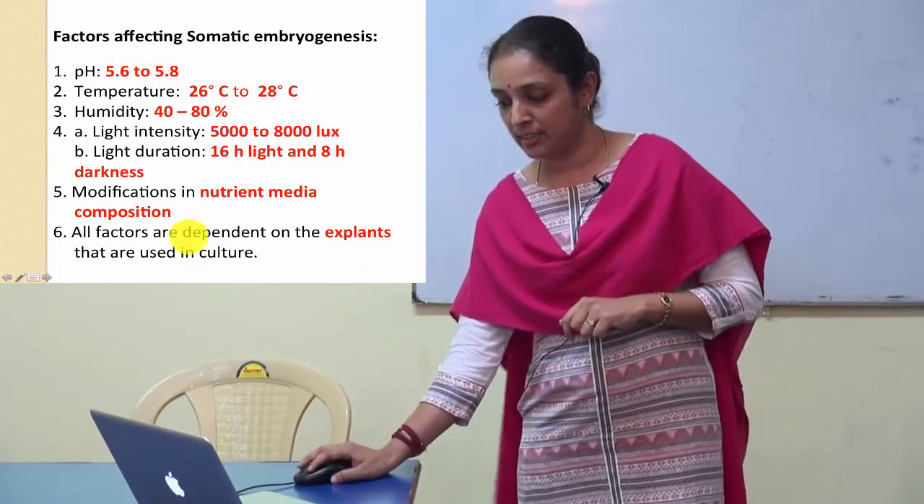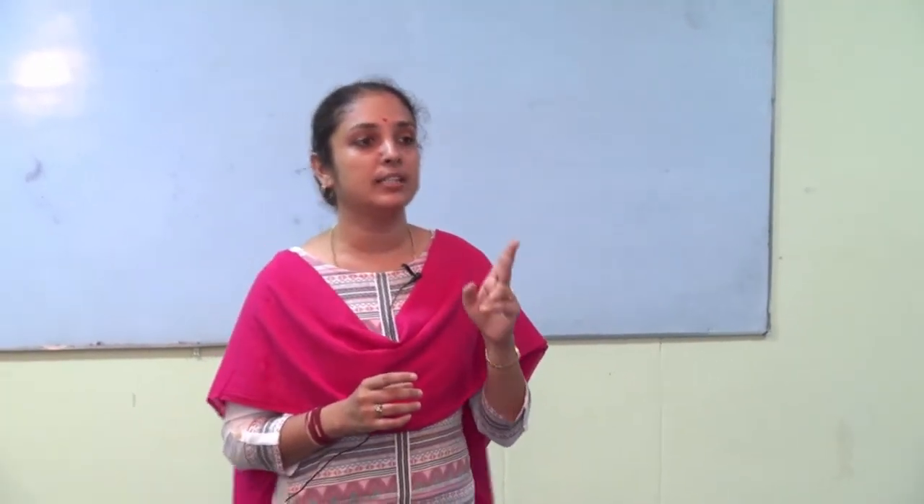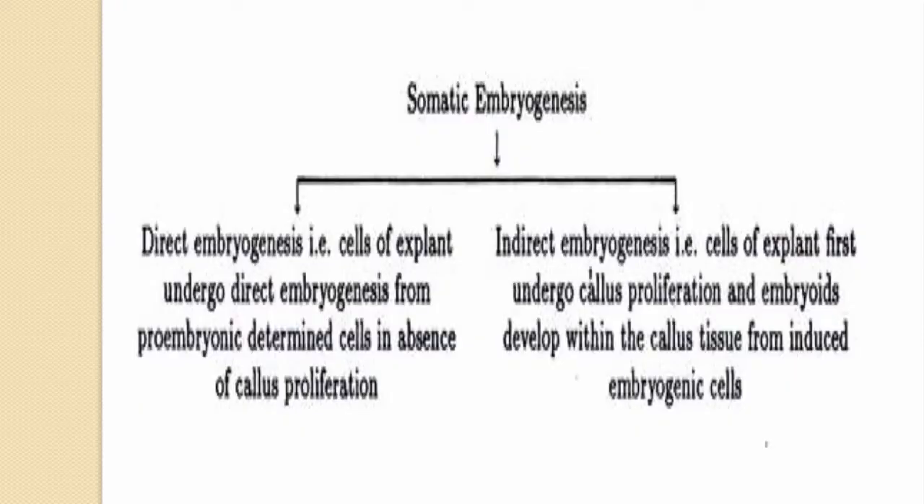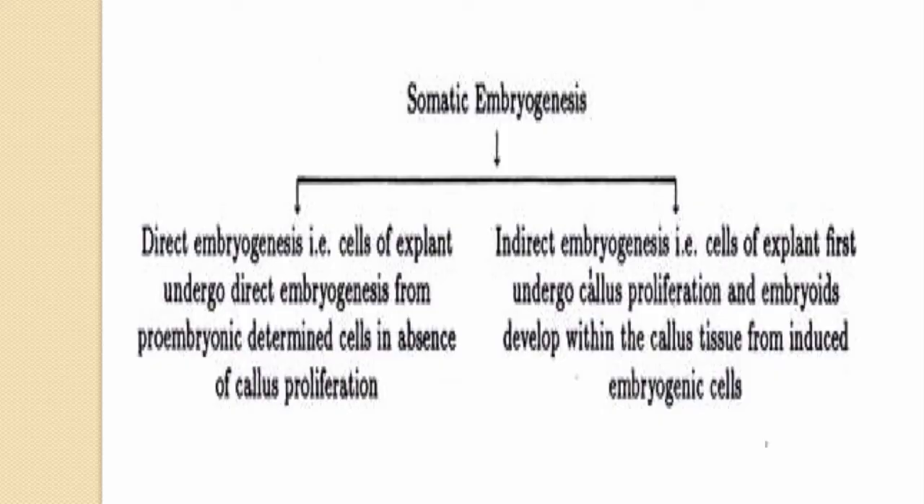Yes. And as I have been telling you, the modification of the nutrient composition is dependent totally on the explants from which it has been derived, with species. Okay? Two modifications that are needed are the explant and the nutrition composition. Further, for regeneration of somatic embryogenesis, there are two types of somatic embryogenesis. One is direct embryogenesis, another is indirect somatic embryogenesis.